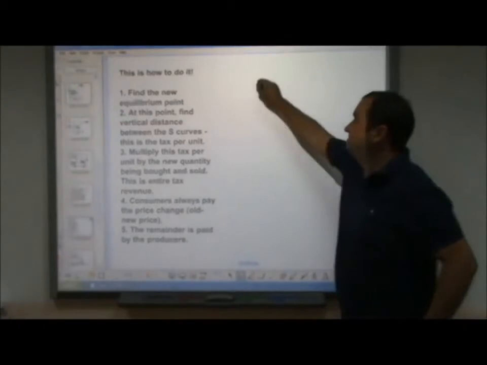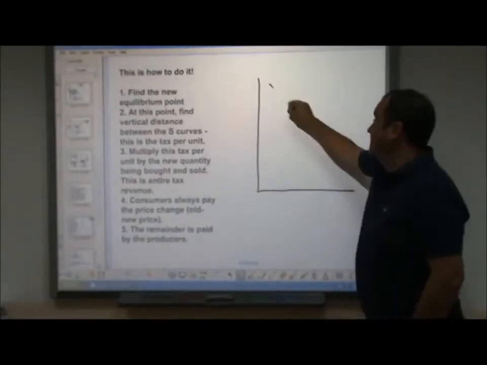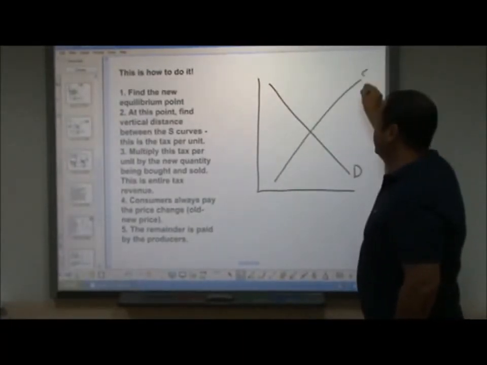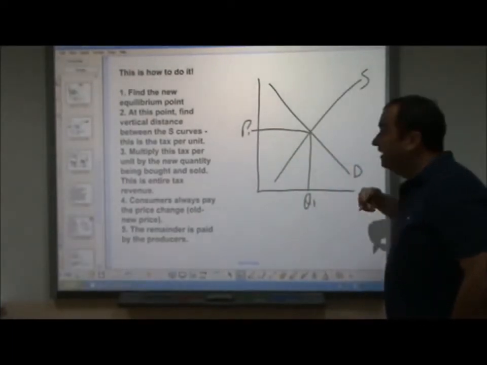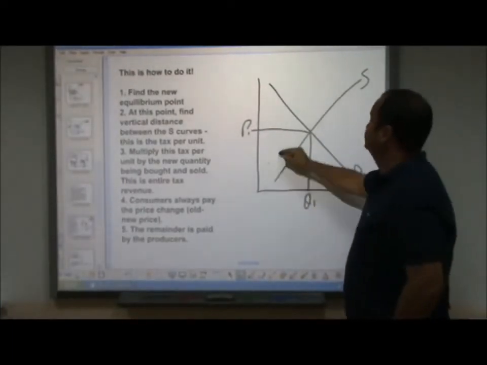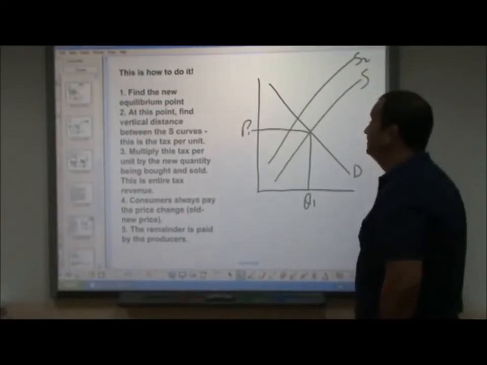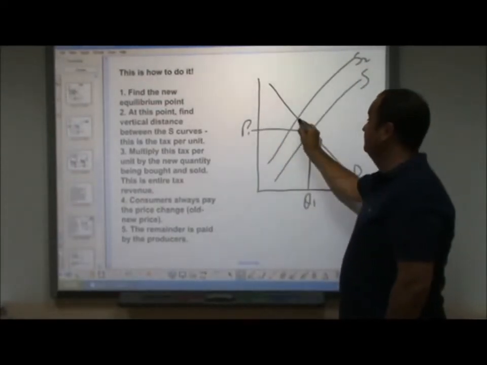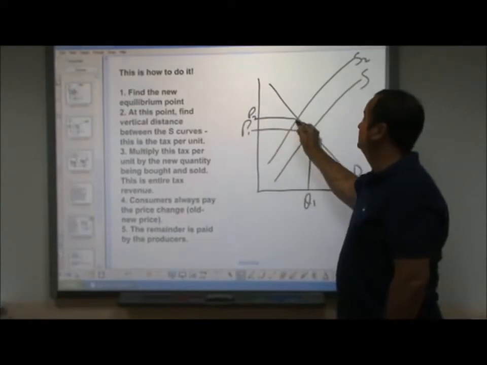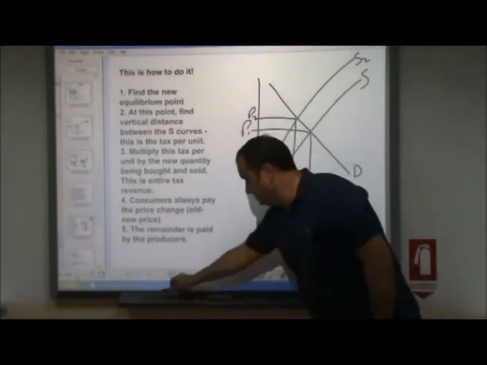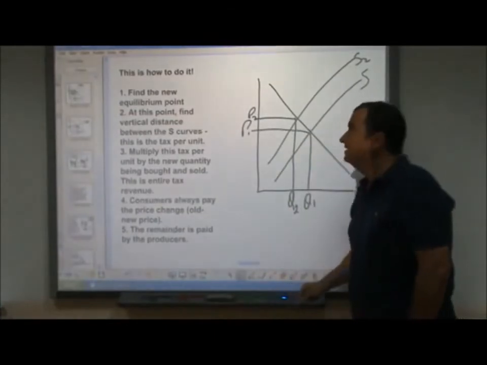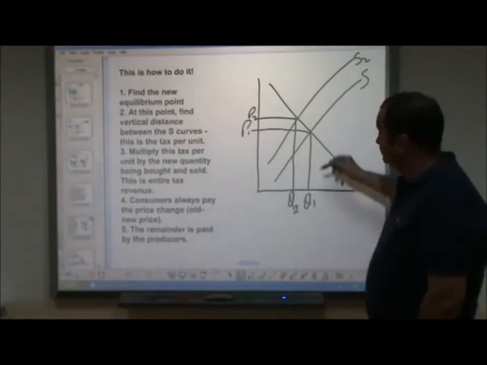So, very, very straightforward. Here we go. There's a demand curve. There's a supply curve. There's the initial price and quantity. A tax is imposed, S2. Find the new, and I can put in straight away the new price and the new quantity. Right. Switching colours. Find the new equilibrium point. That's here.